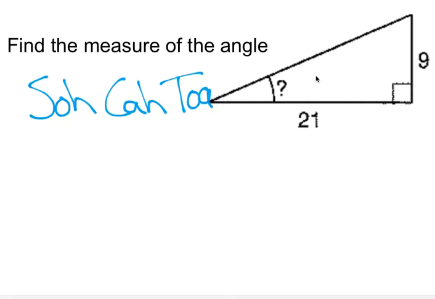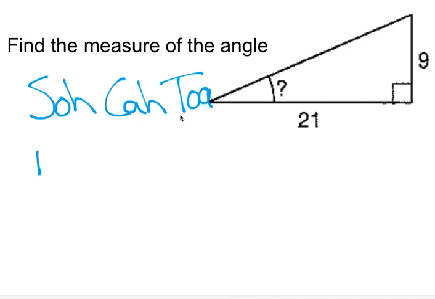So given the fact that we have an opposite and an adjacent, if we took the first letter of opposite, it's O. If we took the first letter of adjacent, it's A. So which one of the 3 would we think we'd probably use? Well, it would be tangent, or the TOA part, because that deals with an opposite and adjacent. Now, if we weren't given 21 and we were given this one, that would change because all of a sudden we wouldn't have the adjacent, we'd have a hypotenuse. But in this case, we have opposite and adjacent, so we're going to use tangent to figure out what that angle is.